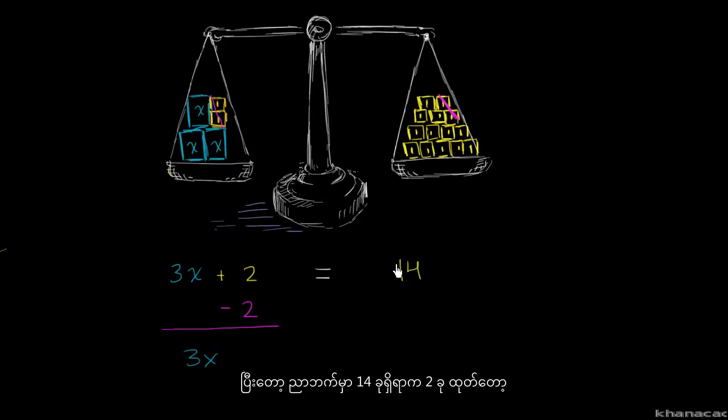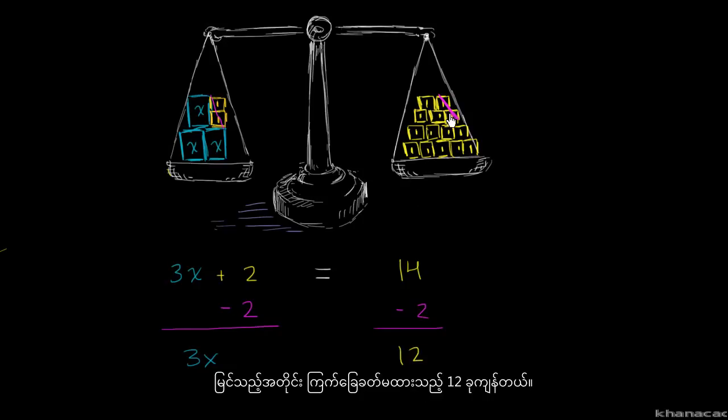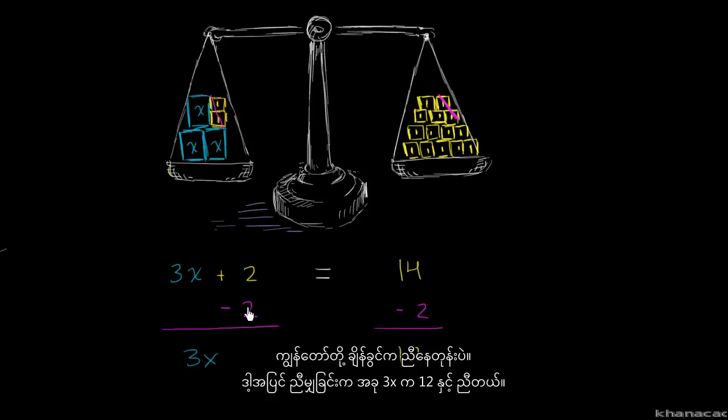And on the right-hand side, we had 14, and we took away 2, so we're going to be left with 12. We're going to be left with 12 blocks. And you see that there. The ones that I haven't crossed out, there's 12 left. And here you only have 3 of those x blocks. And since we removed the exact same amount from both sides, our scale is still balanced. And our equation, 3x, is now equal to 12.